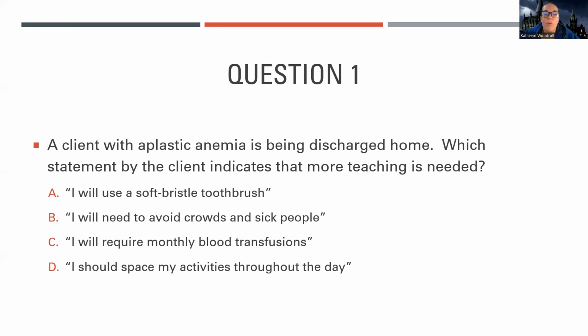I will need to avoid crowds and sick people. Again, we talked about aplastic anemia, low of all the cells. Who would need to avoid crowds and sick people? Those who are at risk for infection. So I have to think, would someone with aplastic anemia be at risk for infection? The answer is yes, because they have low white blood cells. They don't have the immune defense they need to fight infection. So far, I've used 2 of my correct answers, so I'm still looking for 1 that's correct and 1 that is incorrect.